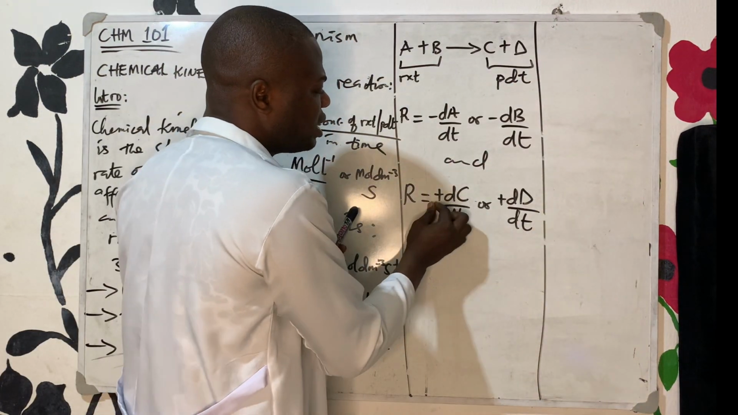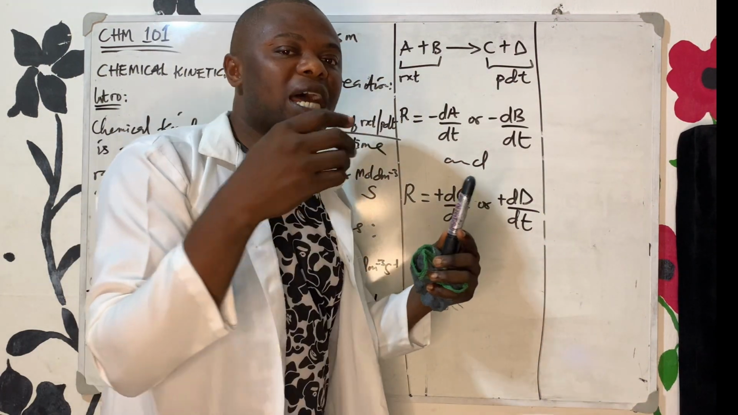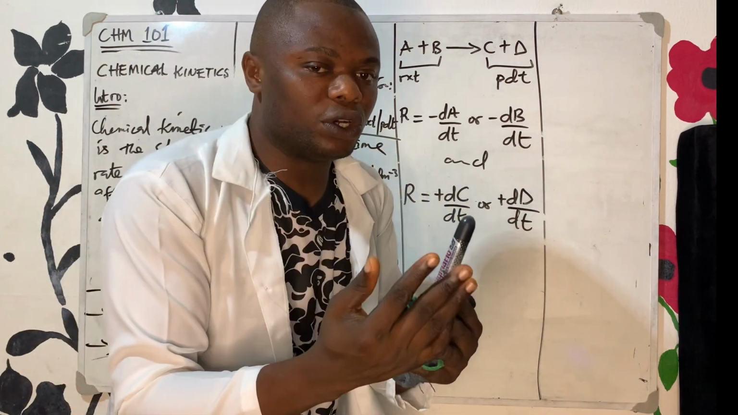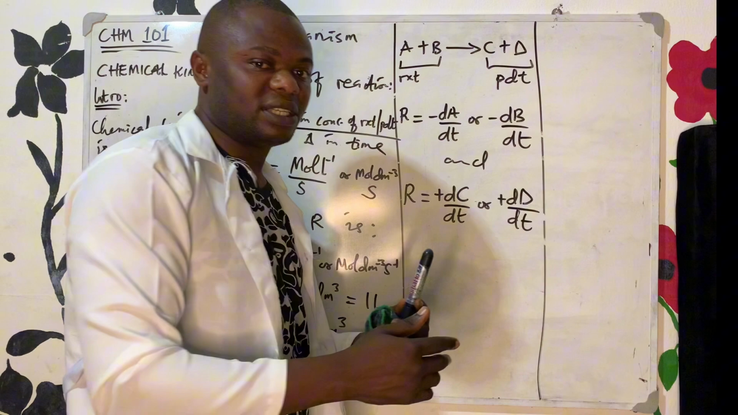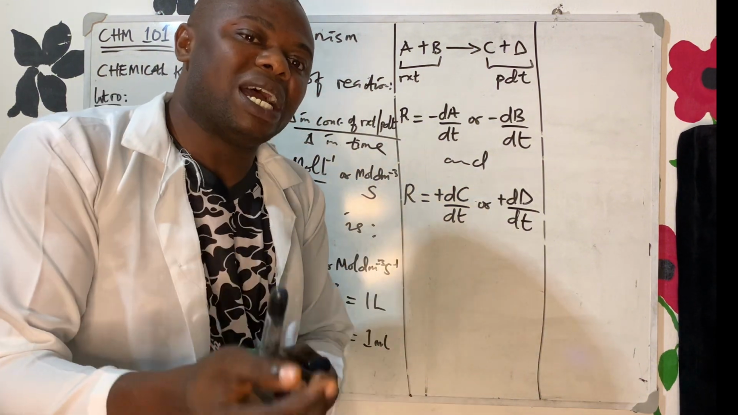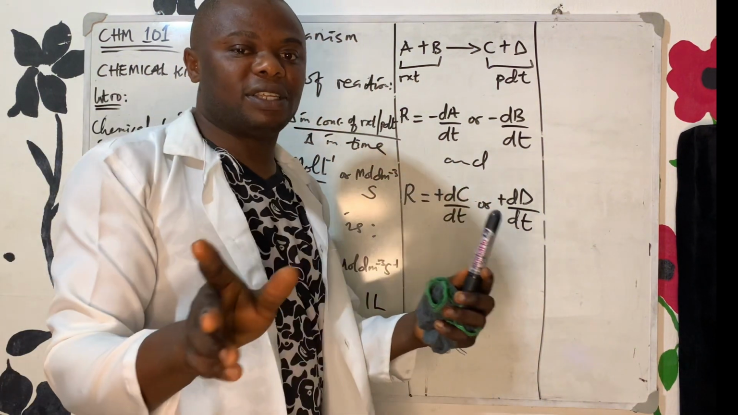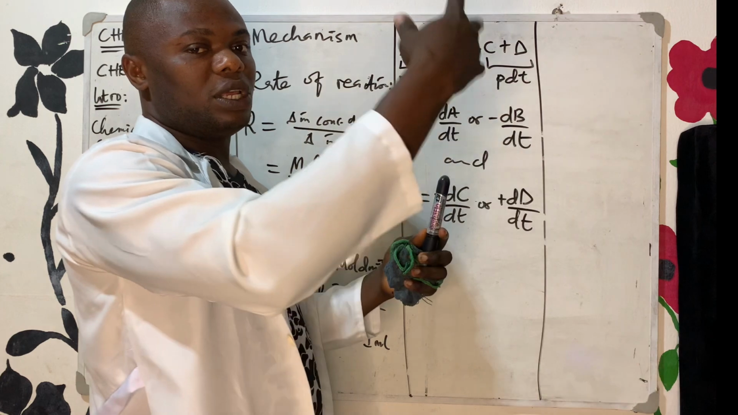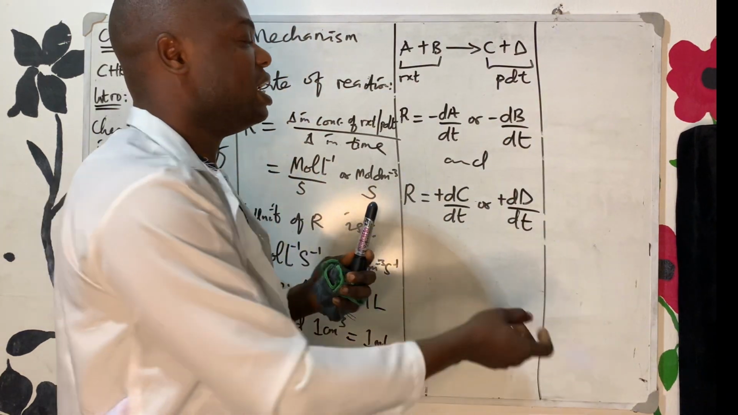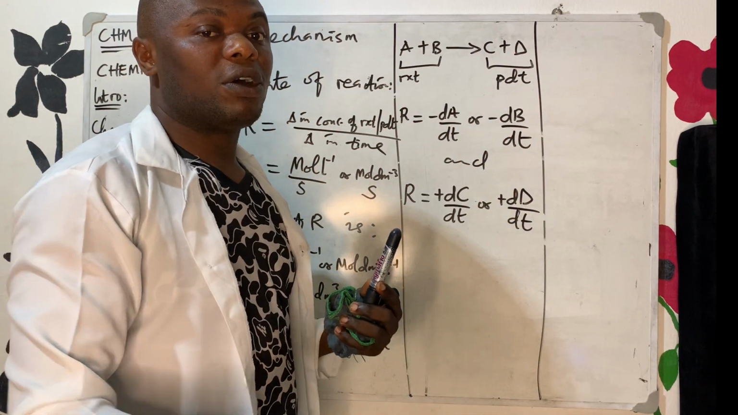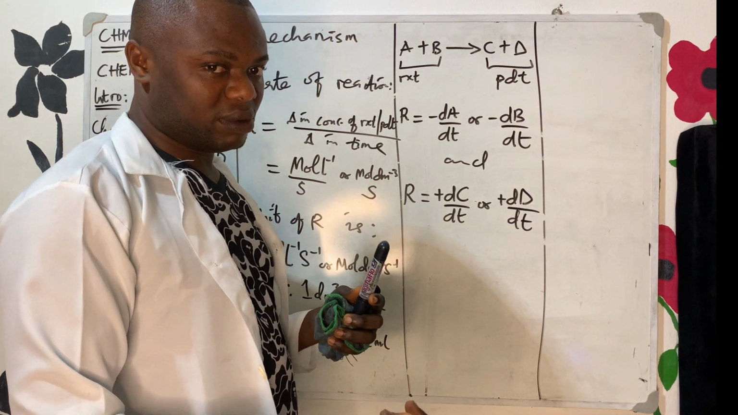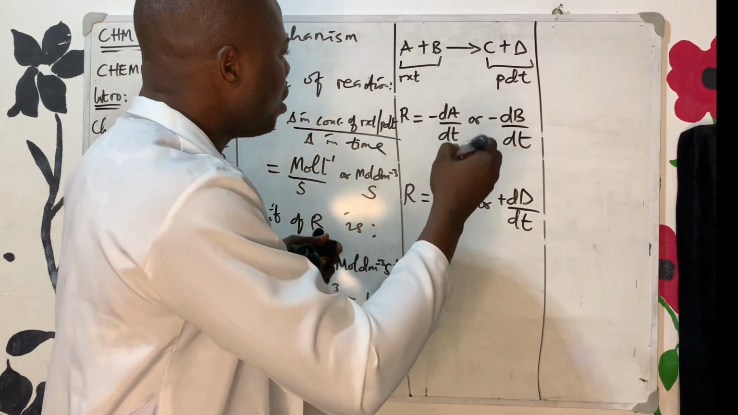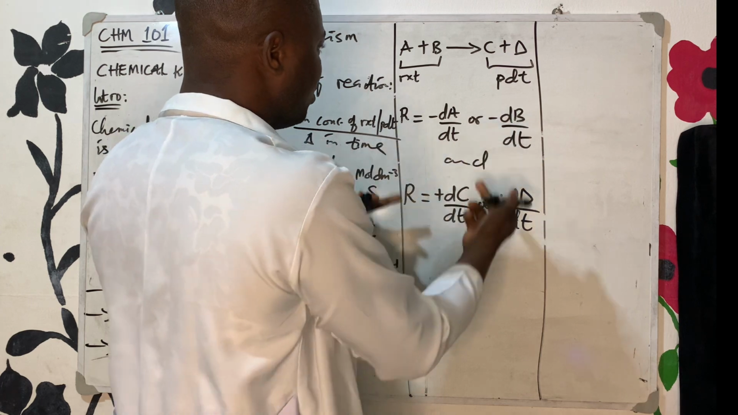Now, what of the positive sign here? It shows that in the course of the chemical reaction, products accumulate as reactant decreases, or product appreciates as reactant depreciates. That is just it. So that is why it is positive on the product side and negative on the reactant side, because without reactant reacting, there is no product formation. Now, of course, you may go to the exam. This is just how you will see it.